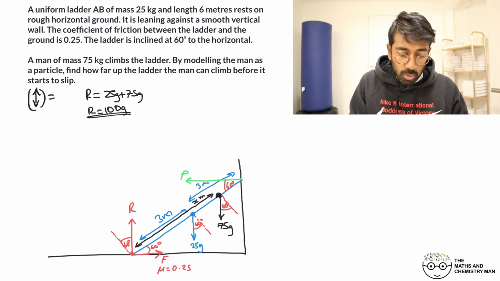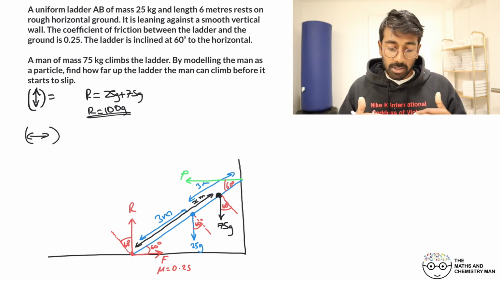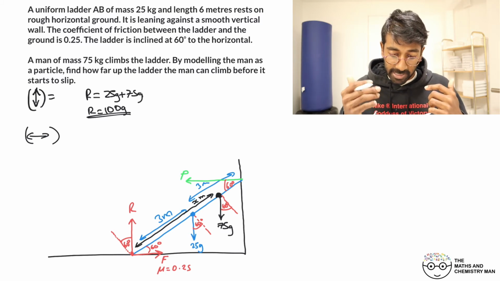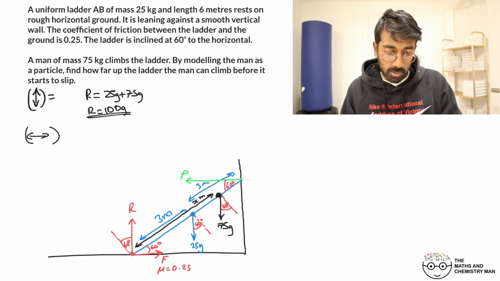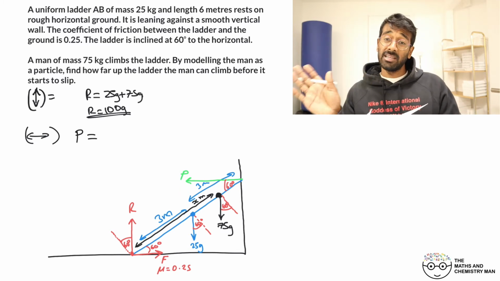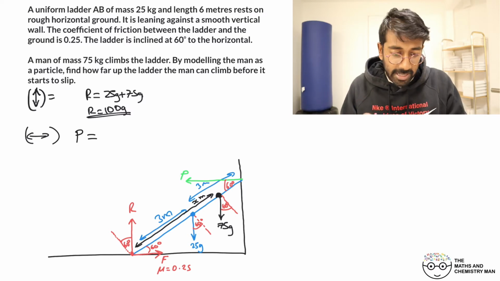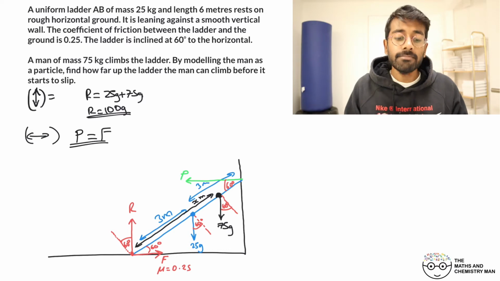Now, step number 2 is then resolve in the horizontal direction. So forces to the left is equal to forces to the right. So forces to the left to begin with, we're going to have P, right? So P is the only force there acting towards the left. So we can say P is equal to, and the only force acting to the right there is going to be F. So we'll say equals F. So you've got that too.